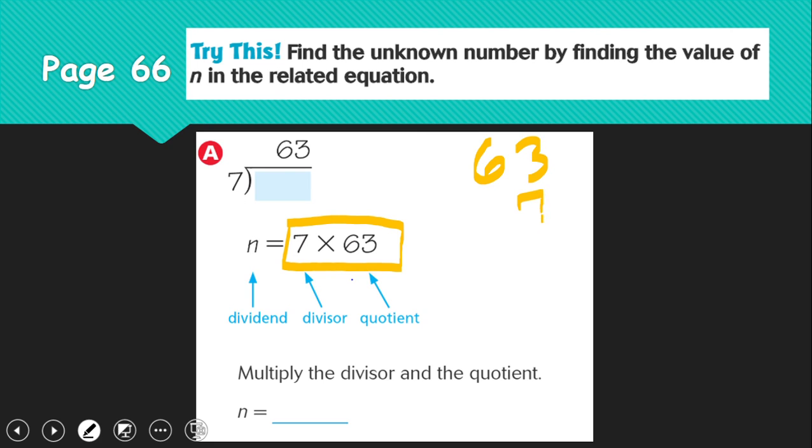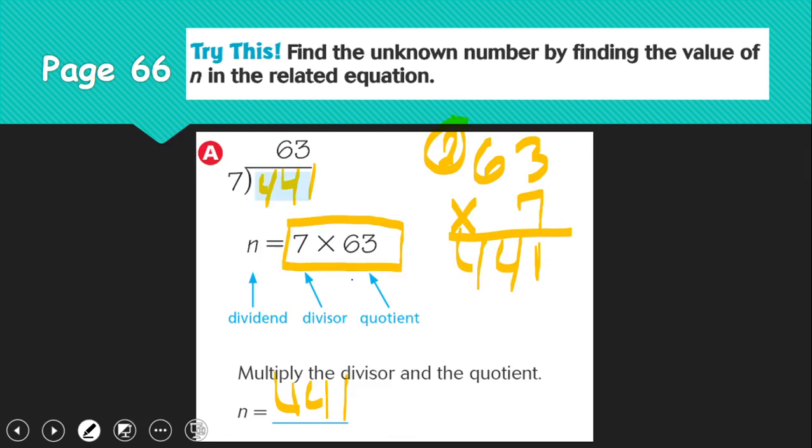So we have 63 times 7. I like this highlighter, it looks good. Wow, it really nicely shows the numbers. So I'm going to start using that from now on. We have 7 times 3, which equals 21. We want to regroup our 2 up here. 7 times 6, which equals 42, plus 2 gives me 44. So then your dividend is 401. So your n is 401.